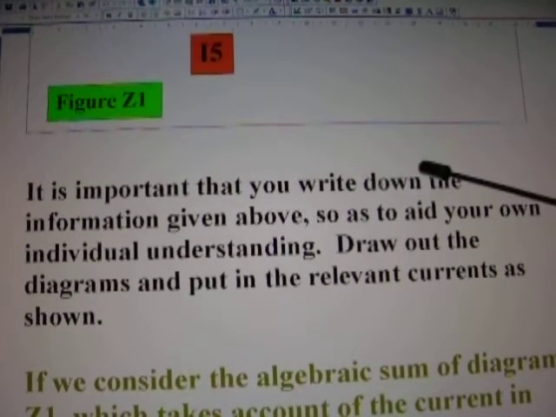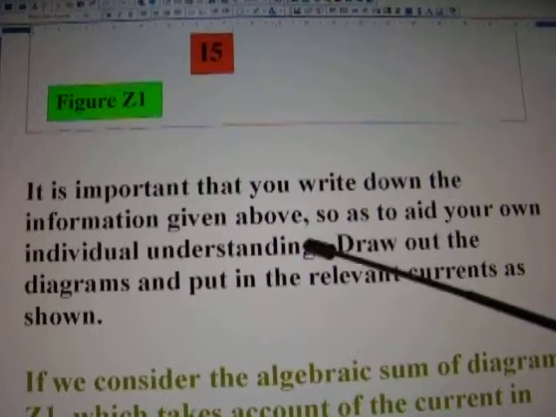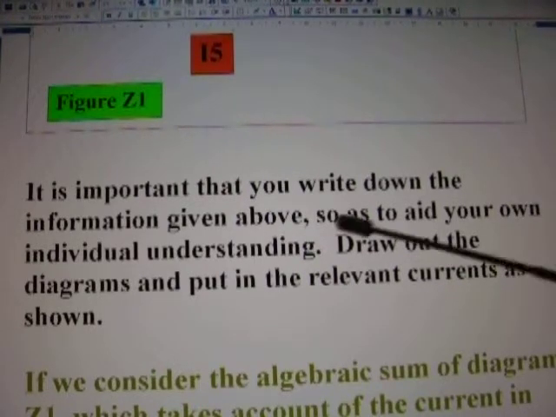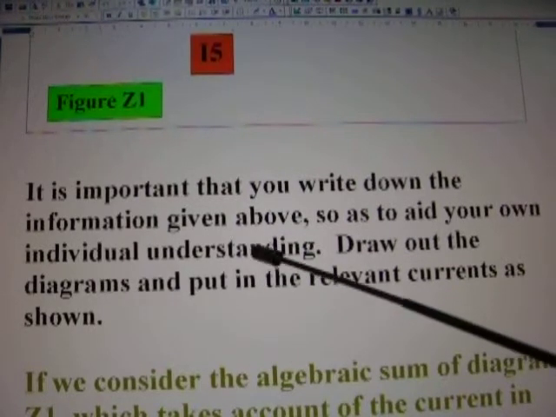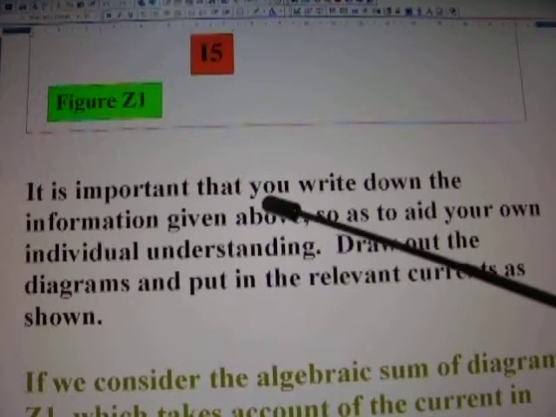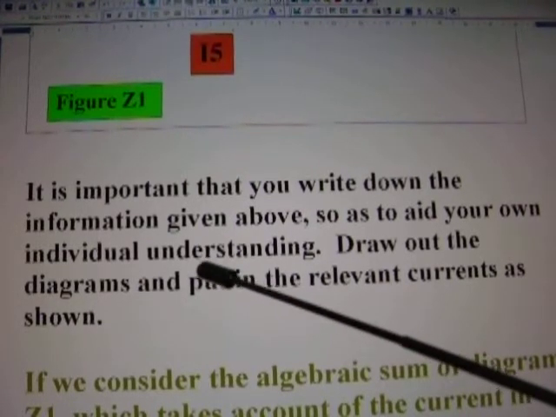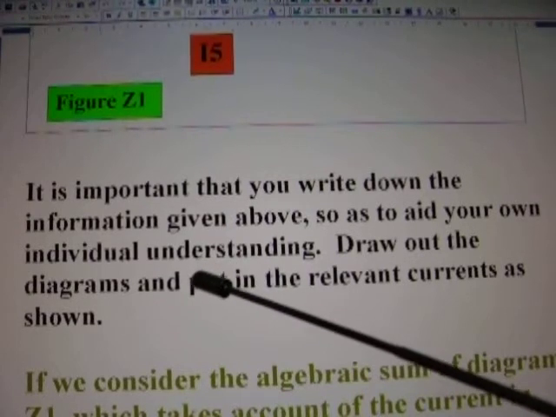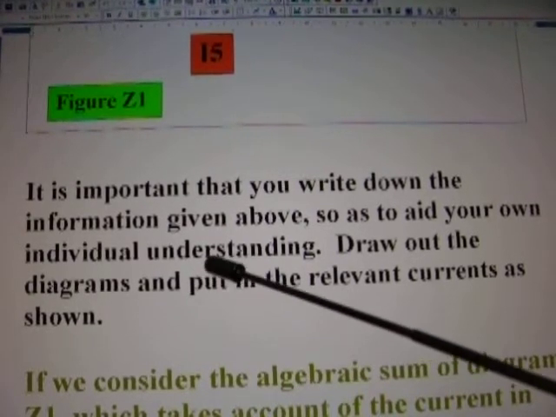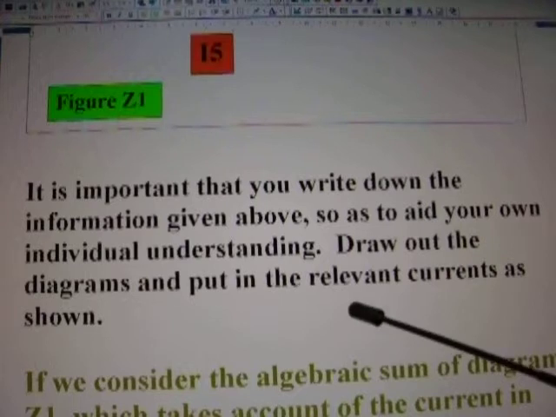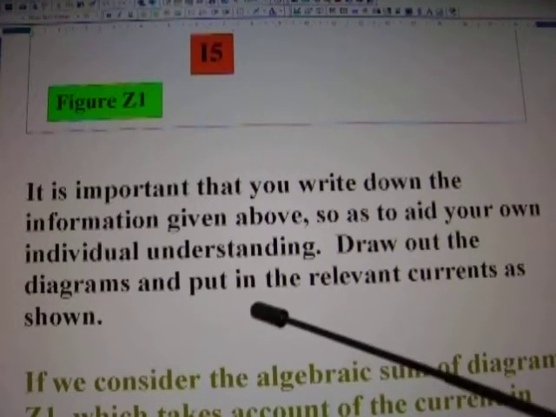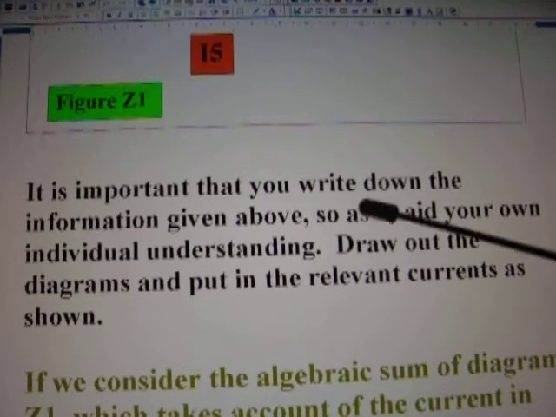Now, it is important that you write down the information given above so as to aid your own individual understanding. You must write out the information so you can understand it yourself. Do not try to retain it in your head. It doesn't work, because what you write down, the brain never forgets. Draw out diagrams and put in the relevant currents as shown.